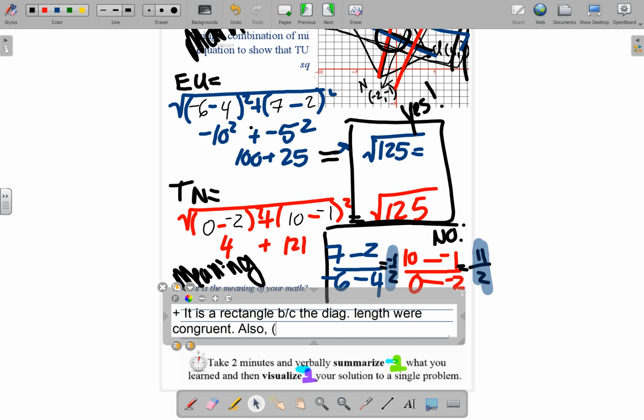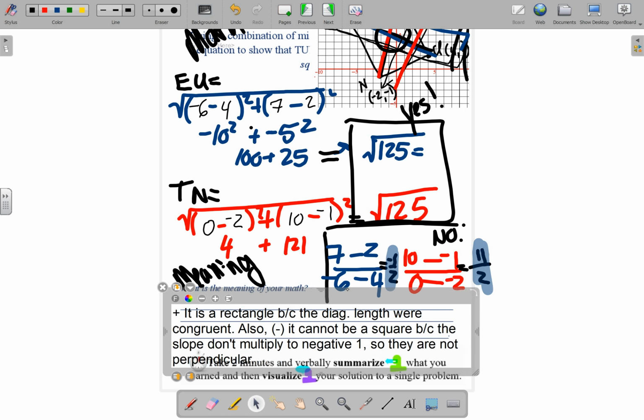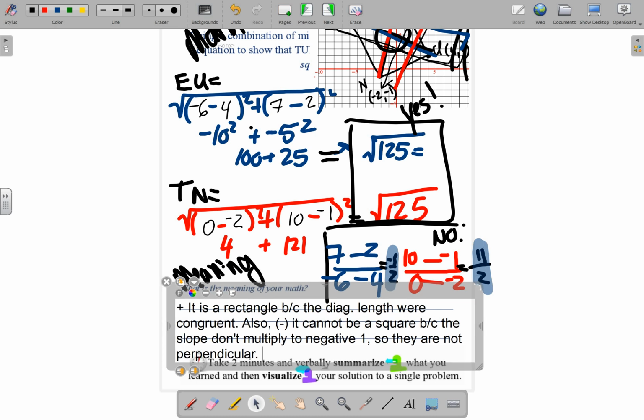Also, this is the negative. It cannot be a square because the slopes don't multiply to negative 1, so they are not perpendicular. In other words, the diagonals are not perpendicular. Therefore, not a square. You need to be comfortable with positive and negative proofs.